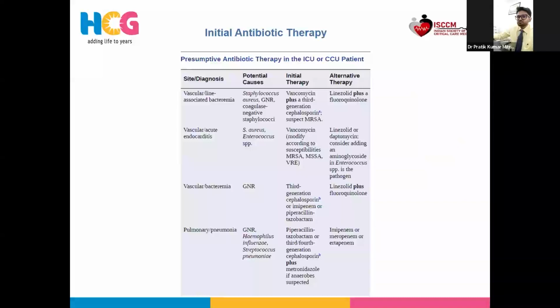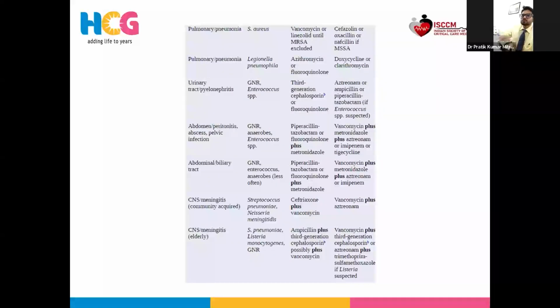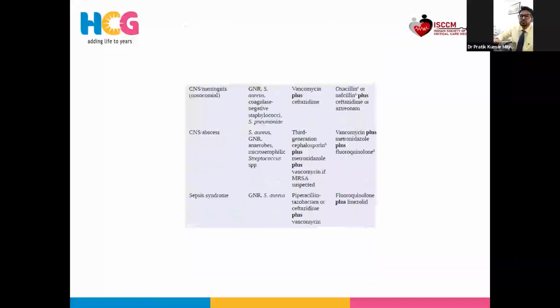Vascular line-associated bacteremia, endocarditis, bacteremia. In pneumonia with suspicion of Staph aureus, we can give gram-positive coverage with vancomycin, and if resistant, then we have to go for other antibiotics. In that way, this is the empiric antibiotic list we have to follow. I am not going into the details of each and every one.